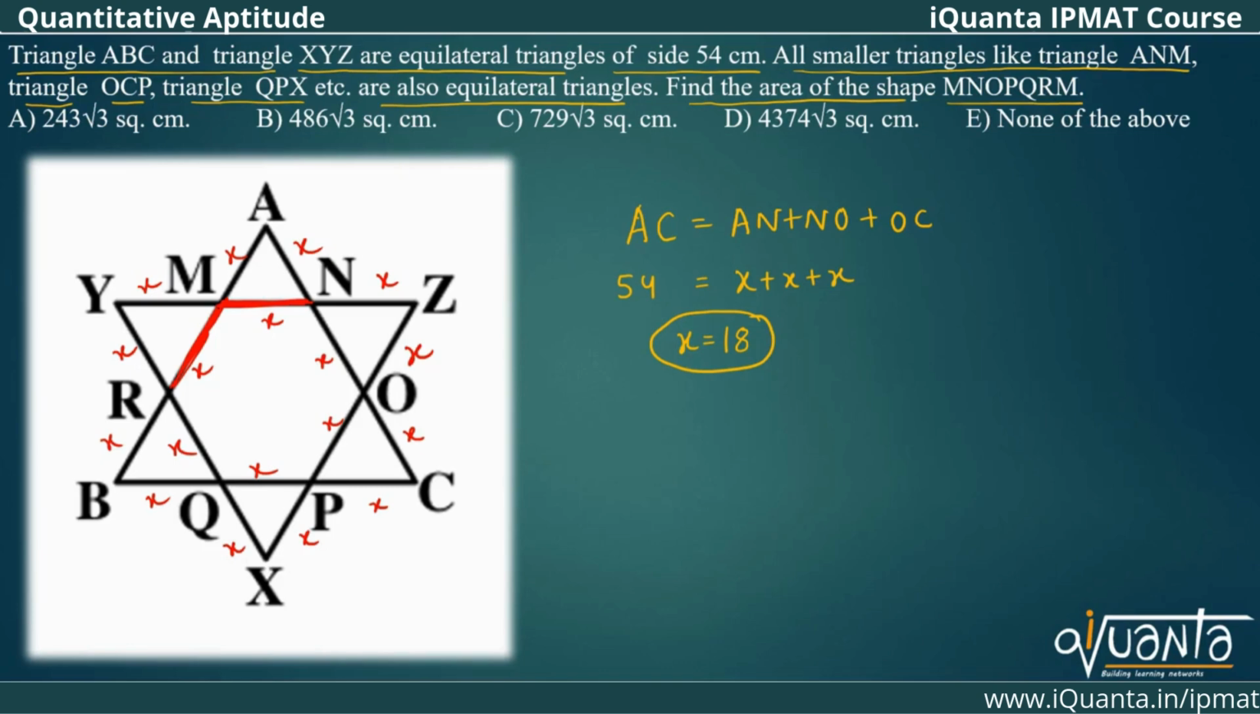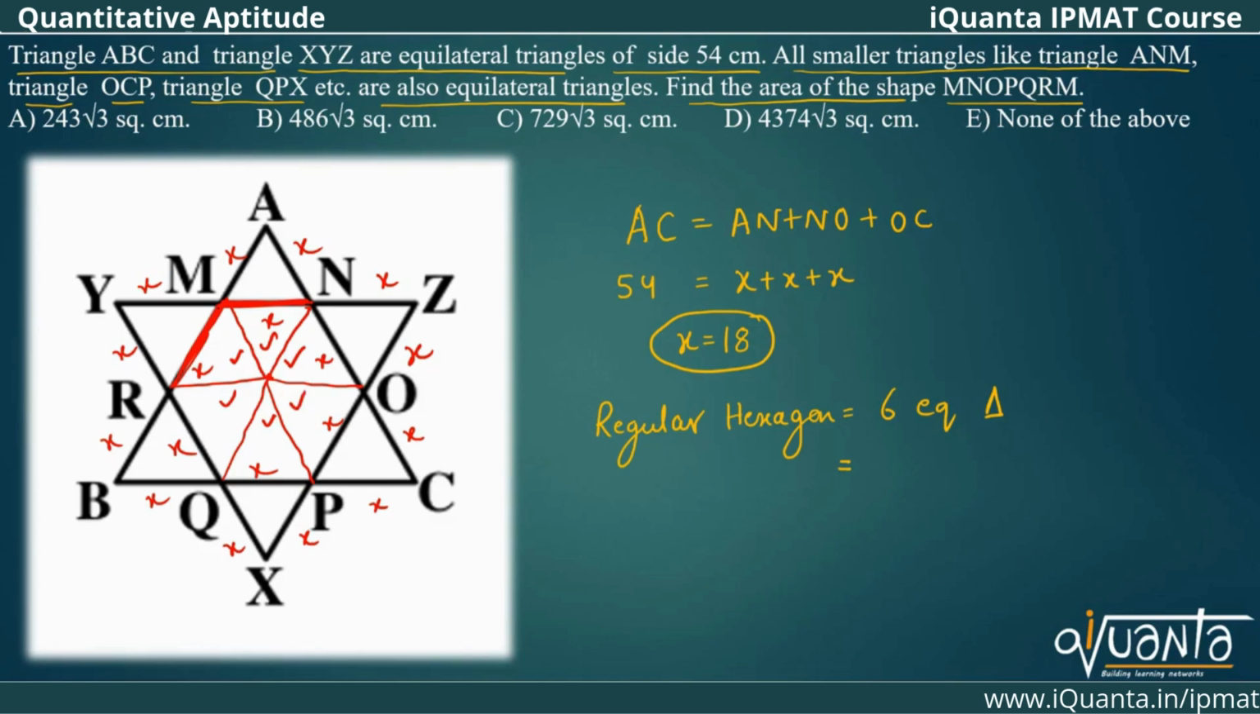So let me tell you, a regular hexagon is made up of 6 equilateral triangles, and those 6 equilateral triangles are, let me draw the figure, as you can see here, all these will be equilateral triangles here. So we have 1, 2, 3, 4, 5 and 6 equilateral triangles. So we know the side of these 6 equilateral triangles is equal to X, that means 18.